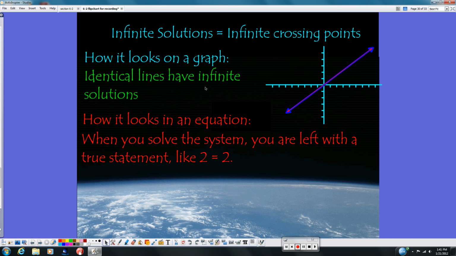Infinite solutions looked like this on a graph where we had 2 lines overlapping each other. How does it look in an equation? Well, when we solve the system, we're left with a true statement like 2 equals 2.